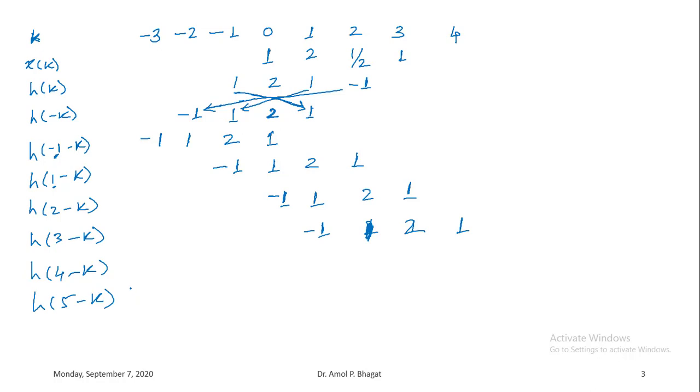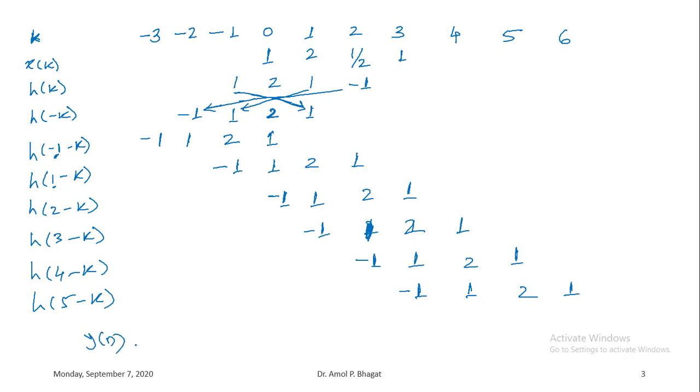Similarly for 4 minus k, again you can specify it as minus 1 1 2 1, so it will end at 5. Similarly for 5 minus k, again minus 1 1 2 1, so it will end at 6. So likewise you can obtain this table. After this you have to compute the values for y of n.